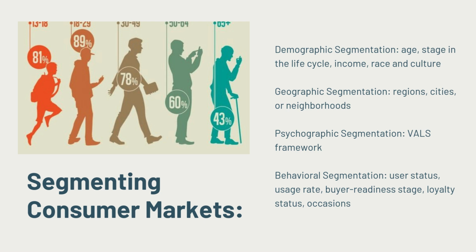Now, market segmentation involves dividing a large market into smaller, well defined groups of consumers who share similar characteristics or needs, as previously mentioned in other videos. These groups, known as market segments, help companies target their products and marketing efforts more effectively. So, the four primary types of segmentation are demographic, geographic, behavioral, and psychographic.